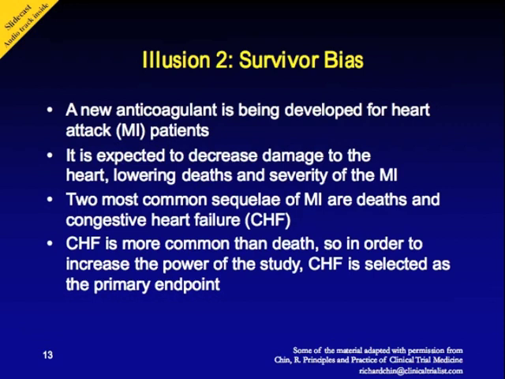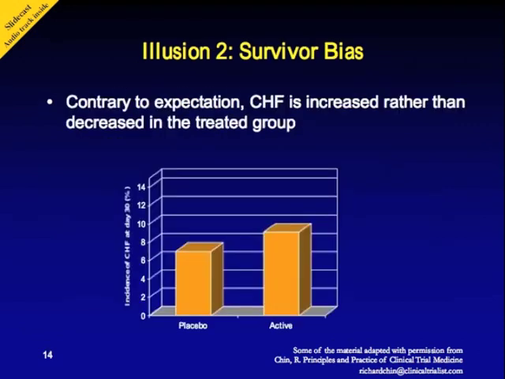death and congestive heart failure. So in order to power the study adequately without having tens of thousands of patients, you decide to pick congestive heart failure rather than death as the primary endpoint, because that will make your sample size smaller. So you do the study, and much to your shock, you find that the rate of CHF is actually increased.